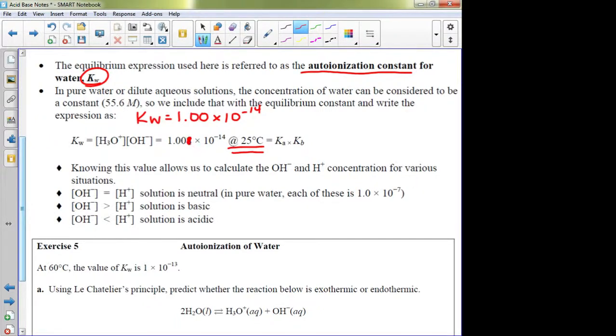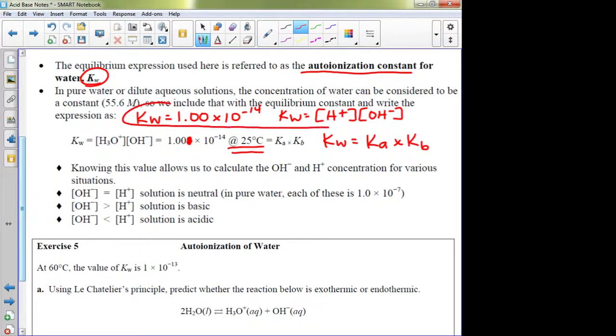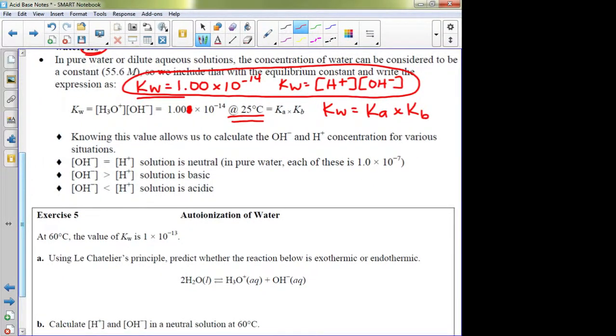Don't worry about that 8 right there. That's not important. Kw is also equal to the concentration of H positive times the concentration of OH negative. And then we're not going to use this one for a little bit, but we'll eventually come back to it. Kw is equal to Ka times Kb. What I really want you to focus on right now are these two. So that's only at 25 degrees Celsius. Only at 25 degrees Celsius is Kw equal to 1.00 times 10 to the negative 14th. We're about to look at exercise 5, and you'll see when we change the temperature, we change the value. But it does not change the fact that Kw is equal to this times this. That doesn't change.